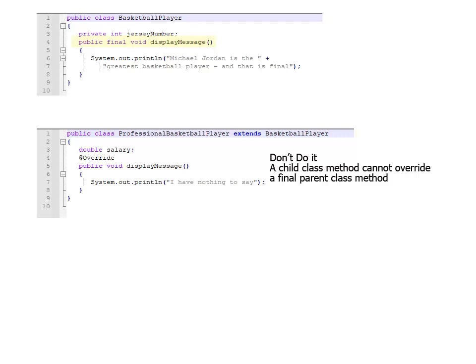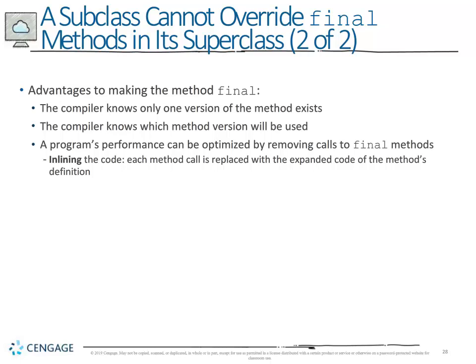A subclass cannot override methods that are declared final in the superclass. For example, consider the BasketballPlayer and ProfessionalBasketballPlayer classes in this figure. When you attempt to compile the ProfessionalBasketballPlayer class, we will receive an error message because the class cannot override the final displayMessage method in the parent class BasketballPlayer. In Chapter 2, we learned that we can use the keyword final when we want to create a constant. We can also use the final modifier with methods when you don't want the method to be overridden. That is, when you want every child class to use the original parent class version of a method.